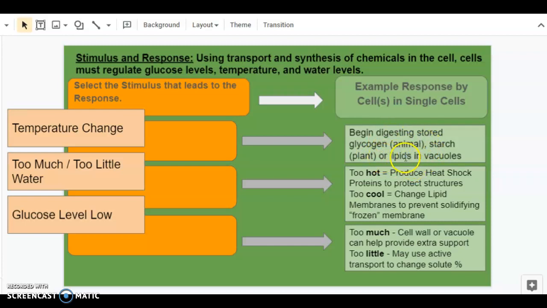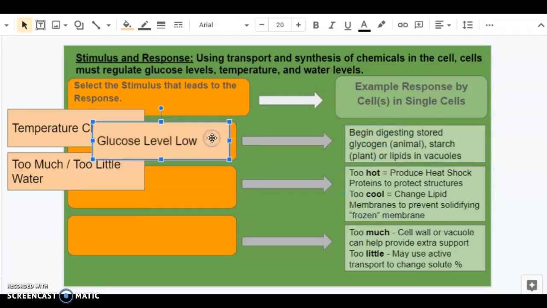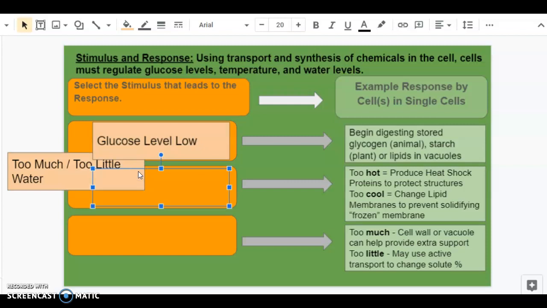Why would a plant behave that way? A plant would behave that way if it's low on glucose and needed more glucose, which glycogen, starch, and even lipids can provide. Why would a cell produce heat shock proteins to protect cell structures, or change its lipid membrane to prevent it from solidifying or freezing? Well, that might happen if the temperature around the cell changed and it needed to protect its cell structures.